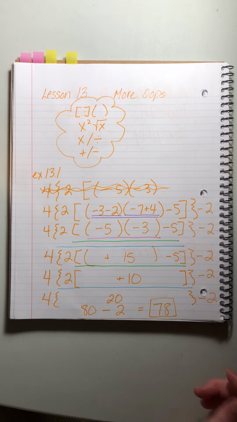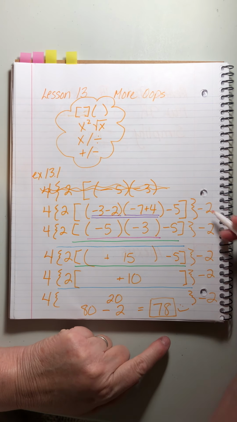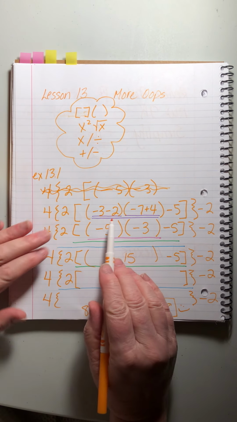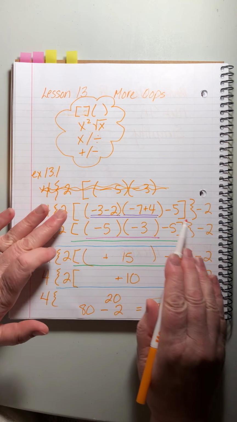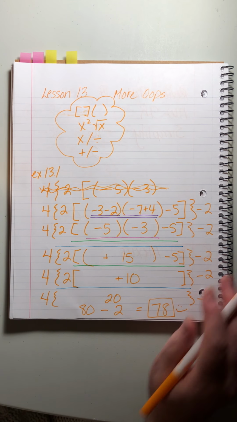Make sense? That little minus 2 at the end, that was easy. The hardest part is keeping track of where exactly we are as we go to the middle of these and slowly work our way out. Let's try another one.